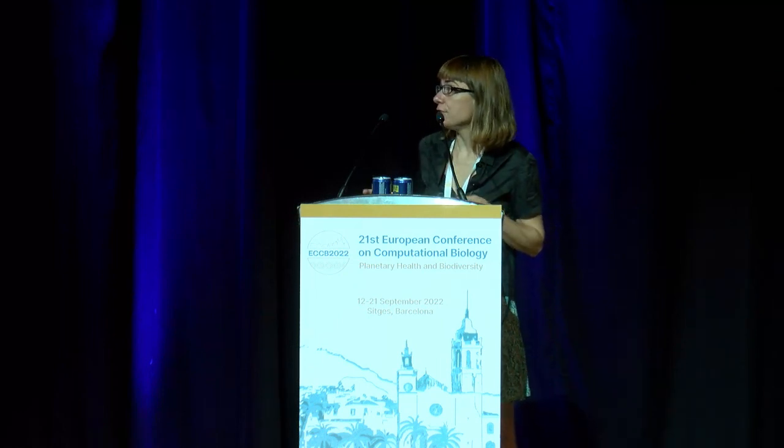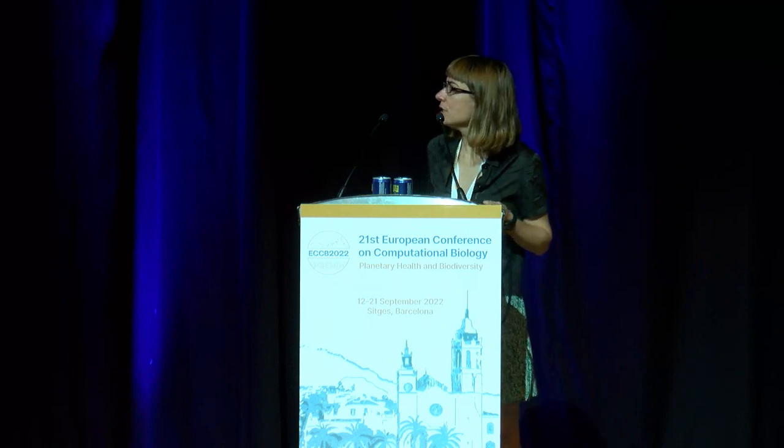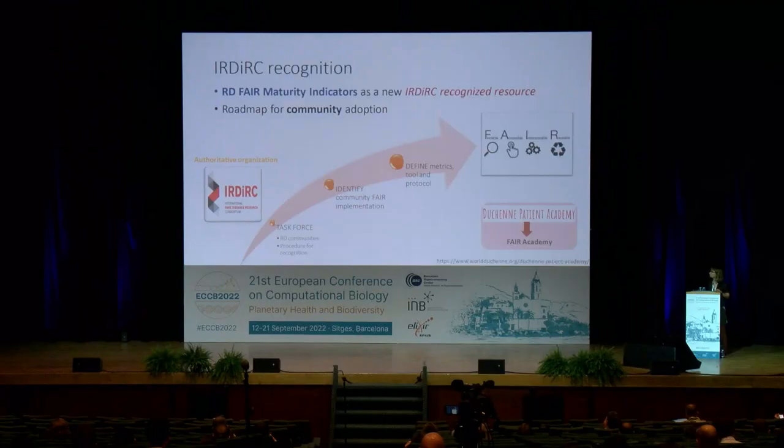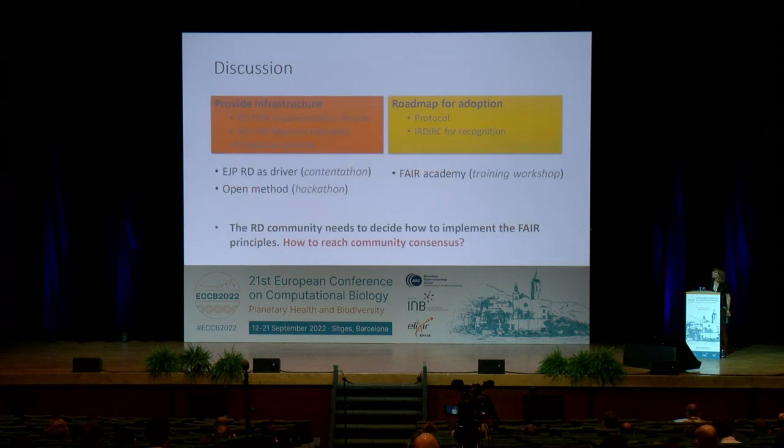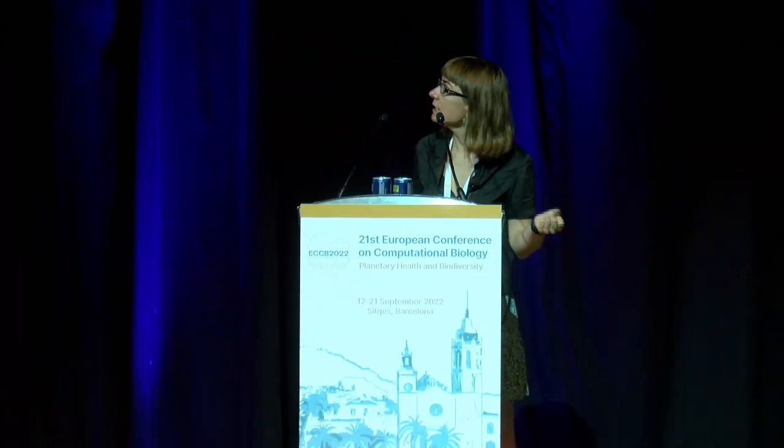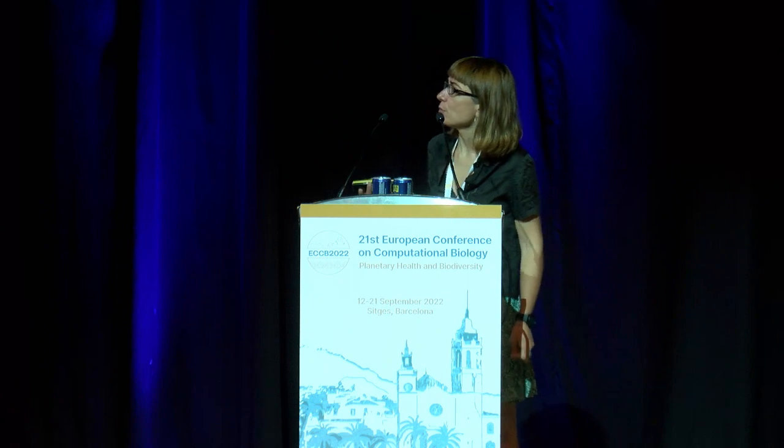Next, to identify these implementations, and last, to define these metrics implemented into tools and establish an evaluation protocol, and maybe support for a FAIR academy. So we provide infrastructure, we provide this list of FAIR implementations in the community, we provide the tests, the metrics and tests, and the evaluation services, and also we provide this roadmap for adoption.